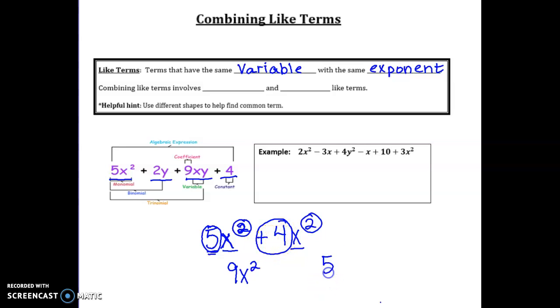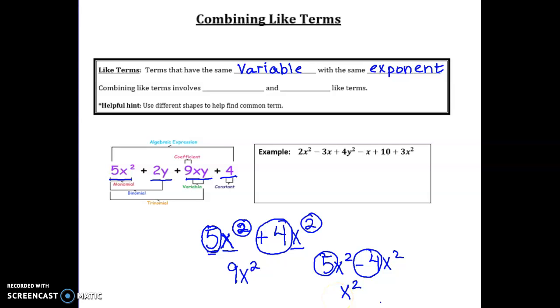But if I had 5x squared minus 4x squared, in this case, we have a 5 and we have a negative 4. So 5 minus 4, or 5 plus negative 4, is actually 1x squared. But in algebra, we don't write the 1. The 1 is an invisible coefficient, so we just write x squared.